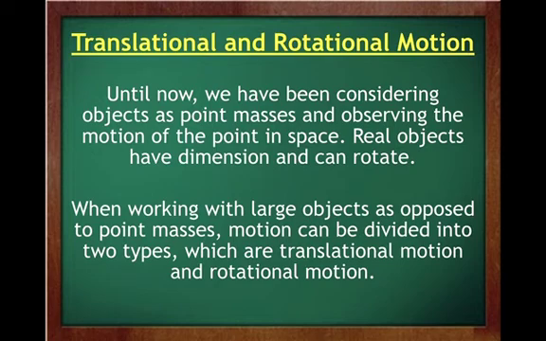But obviously, real objects, if we consider that two-dimensional lab that we just did, if these were actual billiard balls, of course, you can put a spin on a ball. And all of a sudden, that adds a type of force being applied to that ball as well. So when we're working with large objects as opposed to just point masses, motion can be divided into two types, and we can classify them as either translational motion and rotational motion.